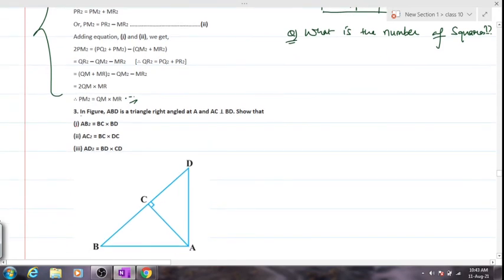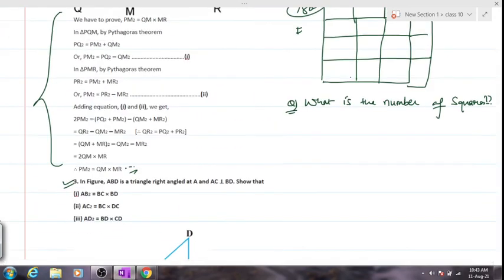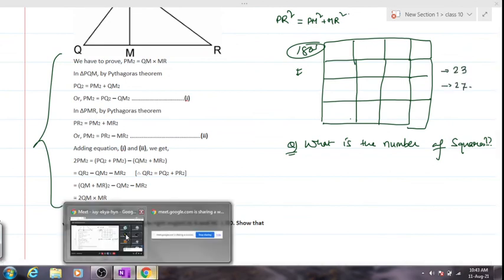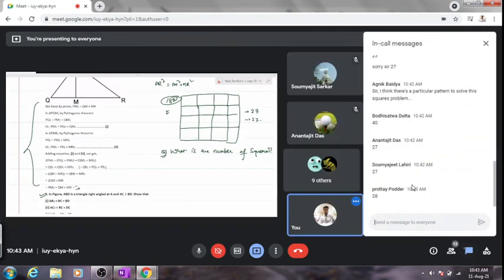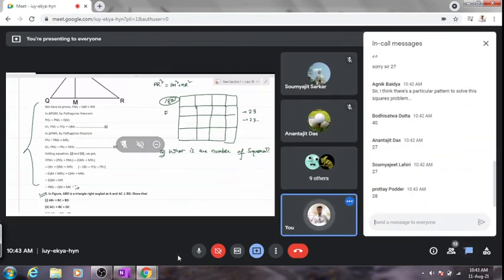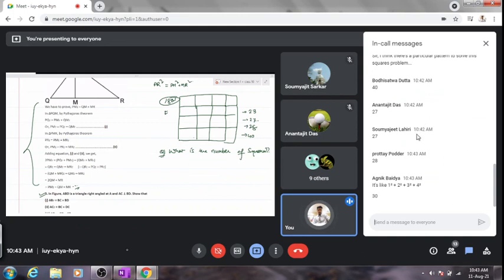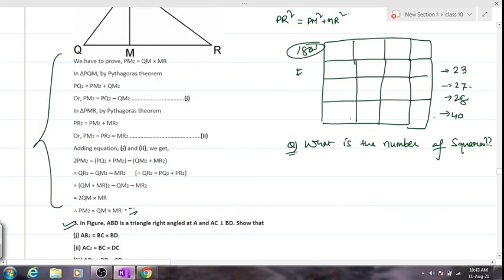Now, please look at question number 3. I received the answers for this one as 23, 27. What other answers have I got? Let's see. 28, 40. How do people reach 40? Agnik 30.